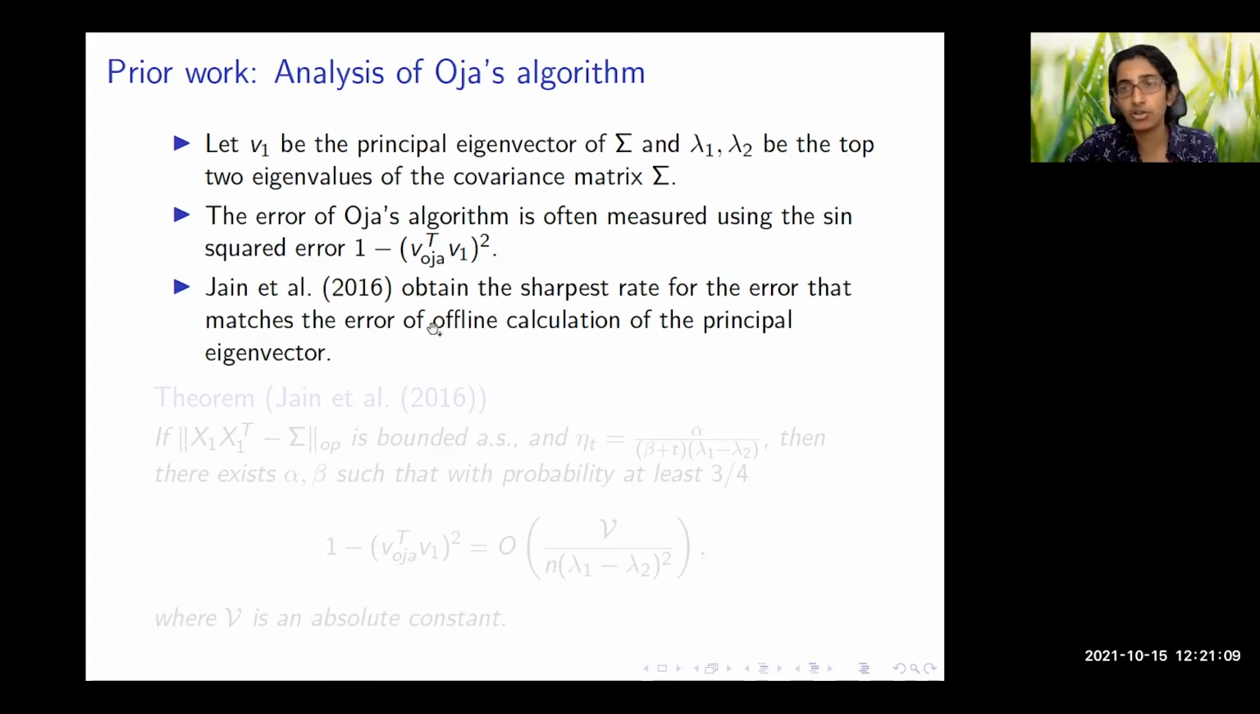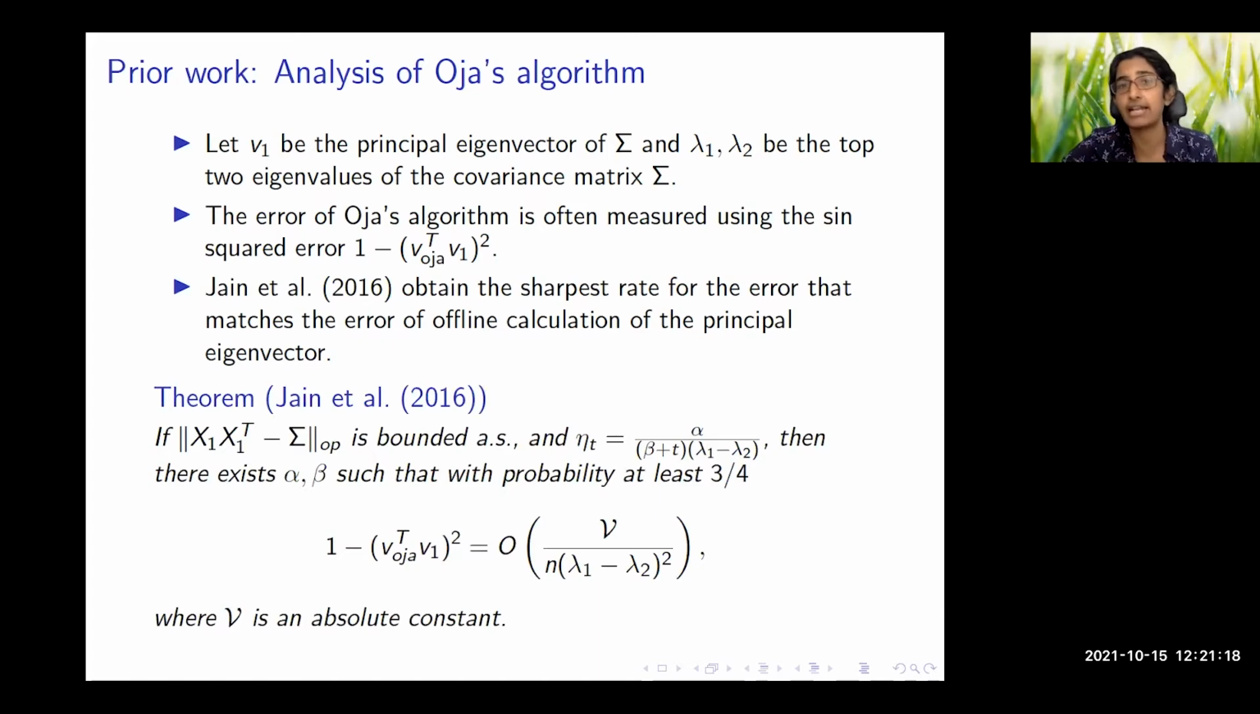And there has been a lot of very nice work. In particular, I'll mention Jain et al.'s work, and they get a very sharp rate, which basically matches the error of offline calculation of the principal eigenvector. So if I just got all the data, did my sample covariance matrix, calculated my principal eigenvector, how well does that converge to the principal eigenvector of the true sigma? And their result looks something like this. Let me just explain in words.